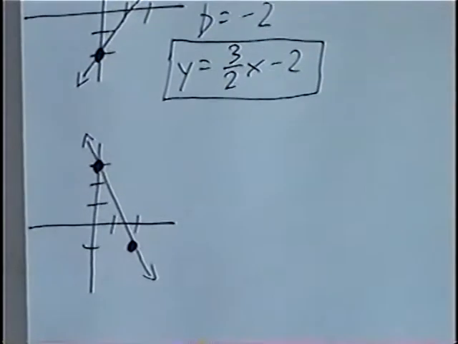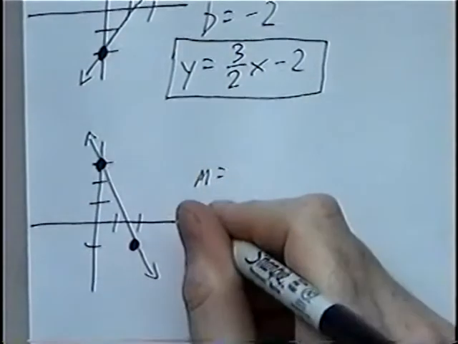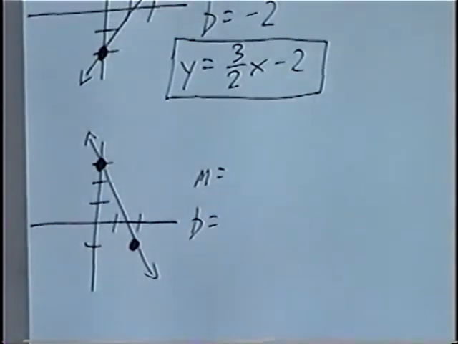Second question and last question for the section. Again, we'll have 2 points. The first point is at 0, 3, and the second point is at 2, -1. This line again, we can find what m equals and b equals, and then write the equation from there.